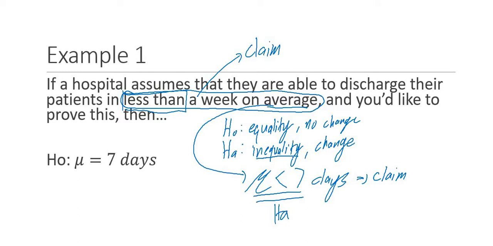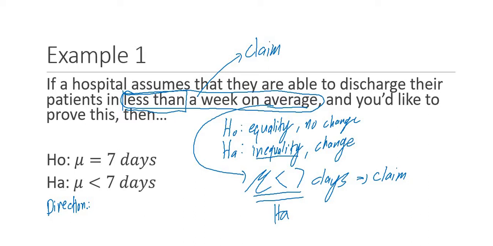So the null hypothesis is that the mean is equal to 7 days, and the claim of the hospital would be that the mean is less than 7 days. So this would be the alternative hypothesis because we have there that it is less than a week on the average. Now that we have our null and alternative hypothesis, we have to determine its direction. The direction of the hypothesis will also guide us when we actually do our different statistical tests later on.